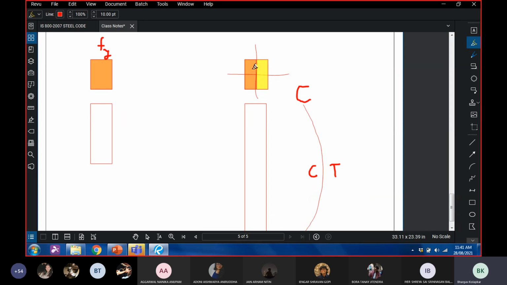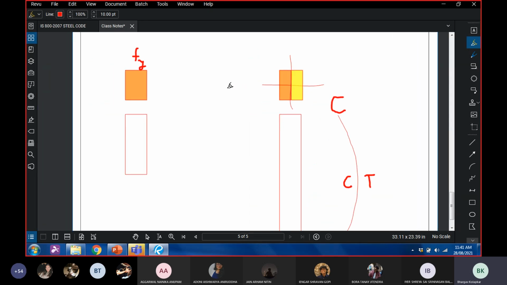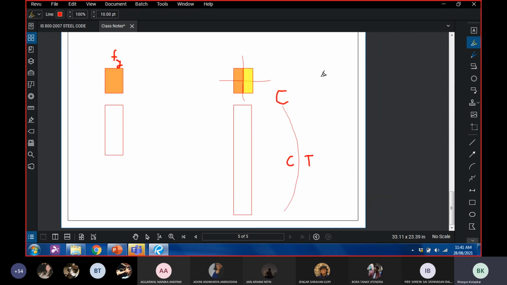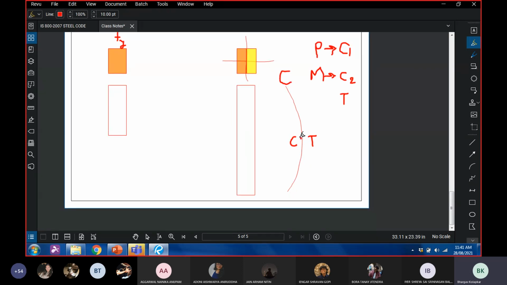Again, let me put some numbers to it so that we are clear about what is happening. Because of the axial load P, there's a compression C1. Now because of the moment, we have a compression that is say C2 and a tension that is T. So on this side, the compression would be C1 plus C2, and on this side, the resultant force would be C1 minus T.